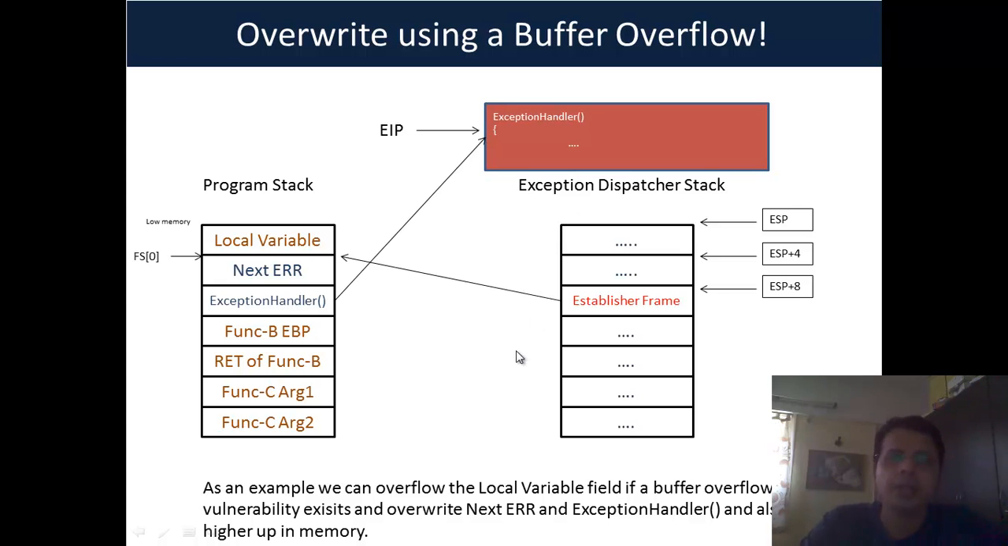So this is where the buffer overflow vulnerability comes back. Basically what we can do is overflow probably some array or something which may be a local variable in the function, and that would go ahead and overwrite everything including the SEH chain, right?